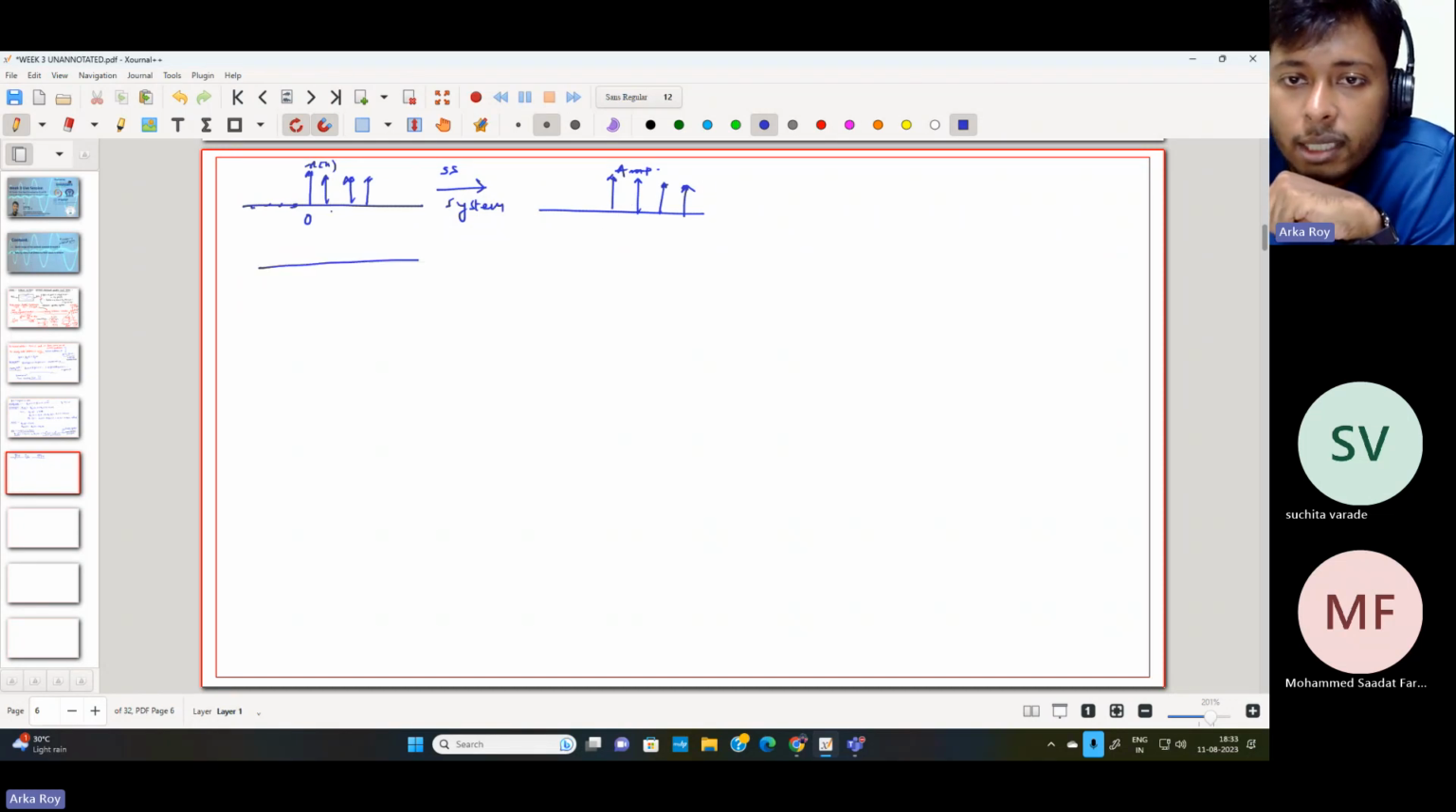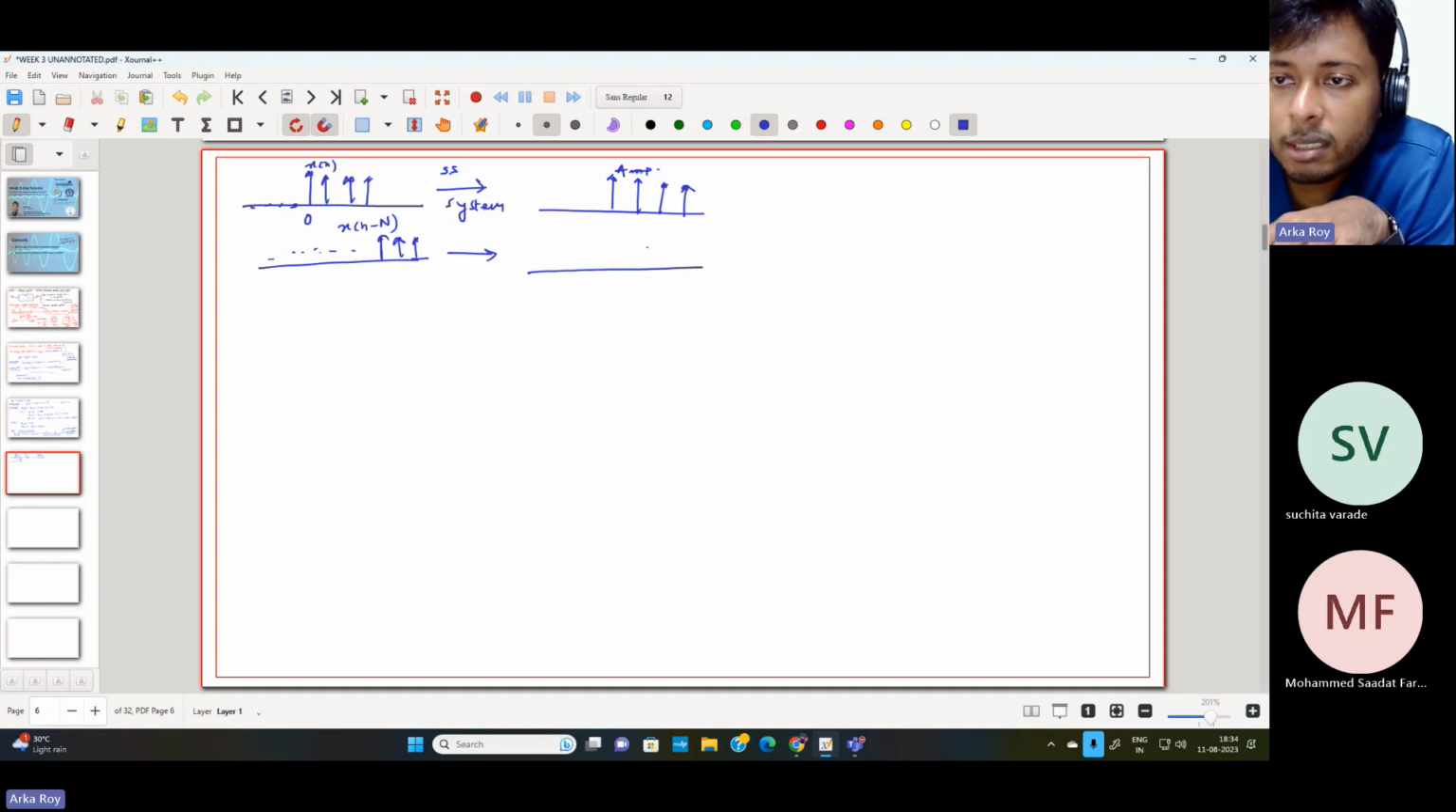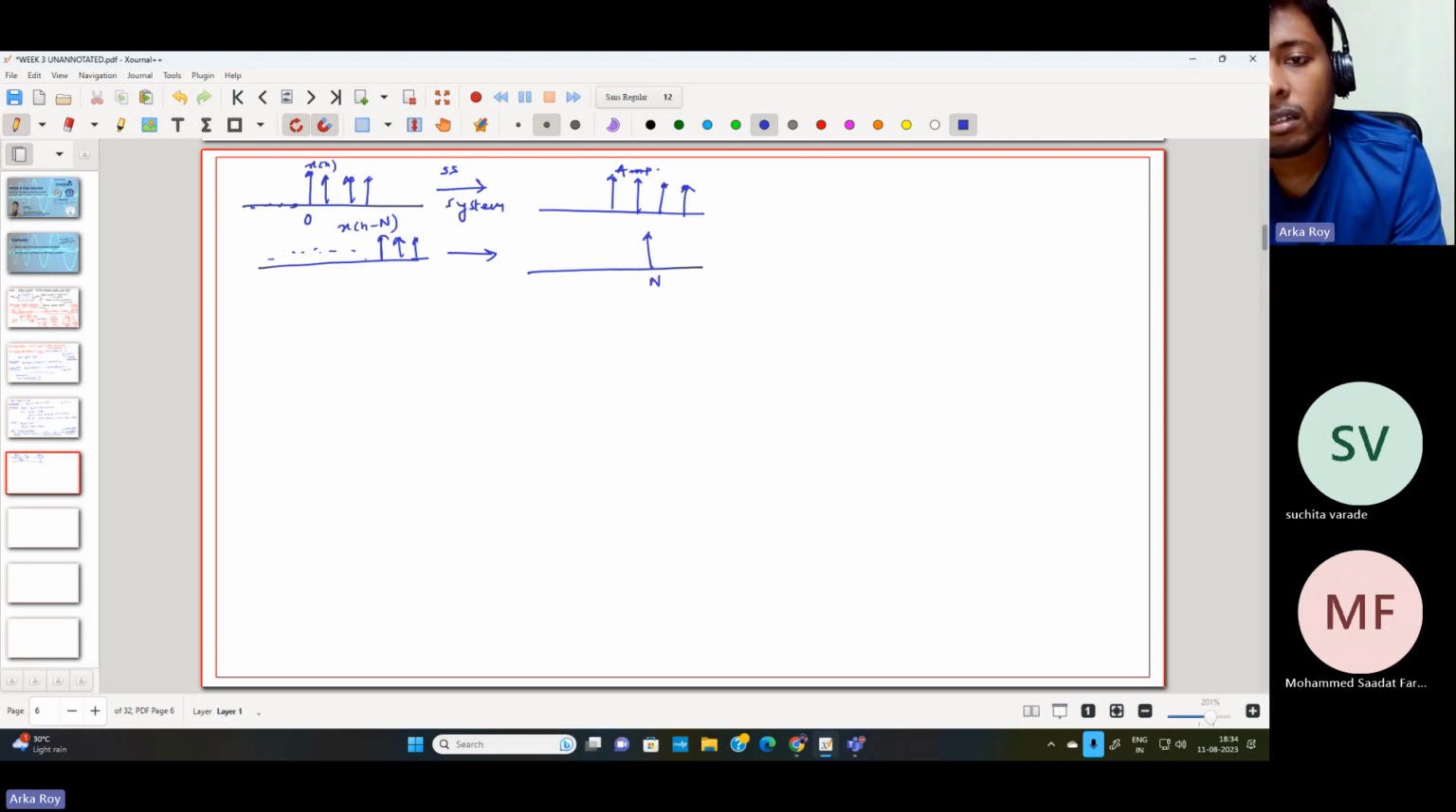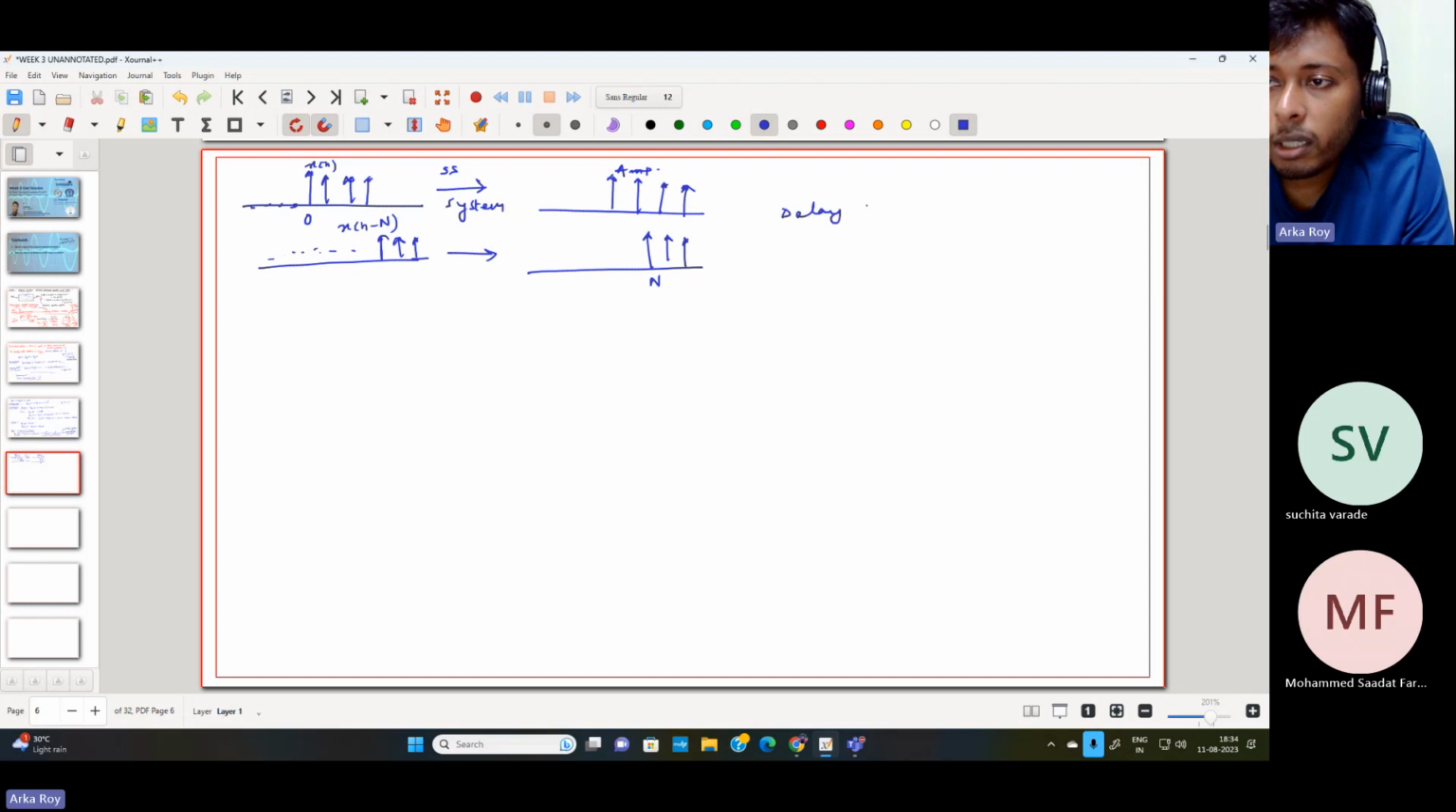Now, if I delay the sequence, x of n minus capital N, then for all the previous inputs there is no component. So the output from the steady state solution system will also be delayed by the same amount, because in the previous case, for the previous inputs, there was no particular component of that input. Therefore, we can see that it obeys the delay property. Therefore, as it obeys the delay property, we can comment that the system is time invariant.